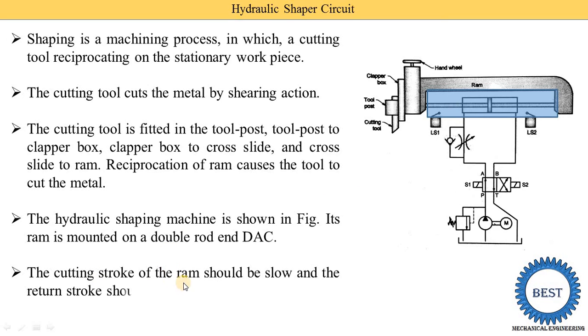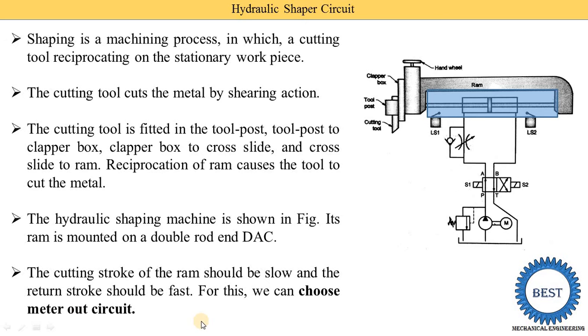The cutting stroke of the ram shall be slow and the return stroke shall be fast. We know that in a shaper machine the cutting stroke is done at slow speed and the return stroke is idle, meaning during the return the cutting tool does not do any cutting. So the return stroke is generally called the idle stroke, and we do the idle stroke quickly to save working time. For this we can choose the meter out circuit. In other types of quick return shaper machines some setting is done, that's why the return stroke is faster. But in a hydraulic circuit, if we need to do the return stroke quickly, then we need to choose the meter out circuit.